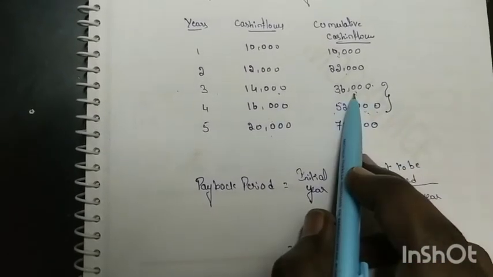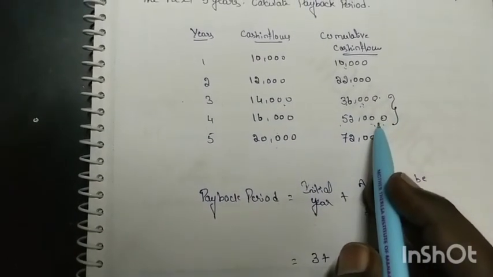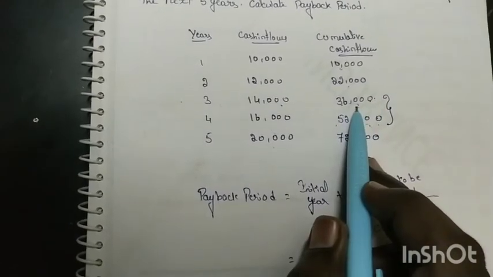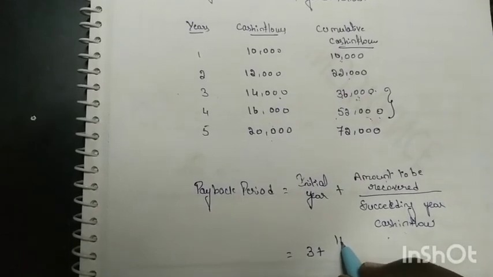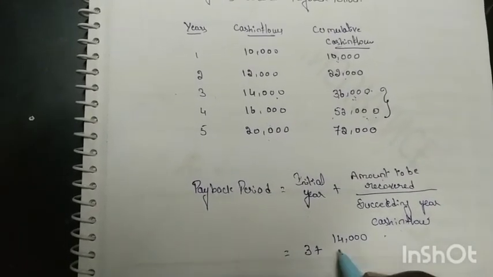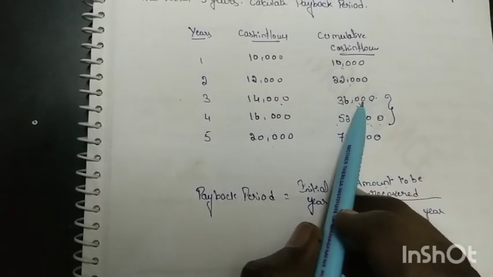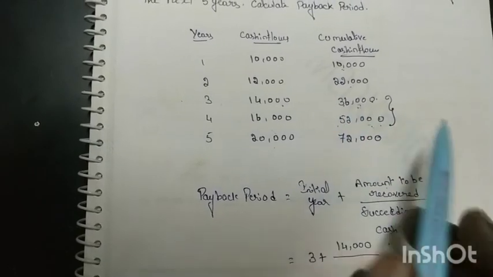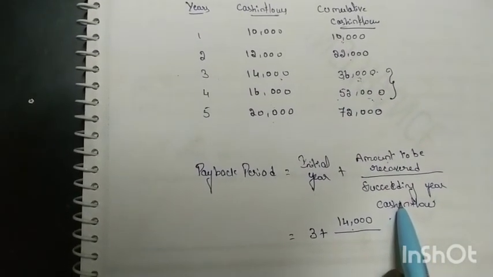Now the amount to be recovered. In the third year, 36,000 has already been recovered. Our investment is 50,000. So 50,000 minus 36,000, the remaining amount to be recovered is 14,000. That is, 50,000 is the original cost of investment minus this third year recovered amount. So 50,000 minus 36,000 gives 14,000, divided by the succeeding year cash inflow.